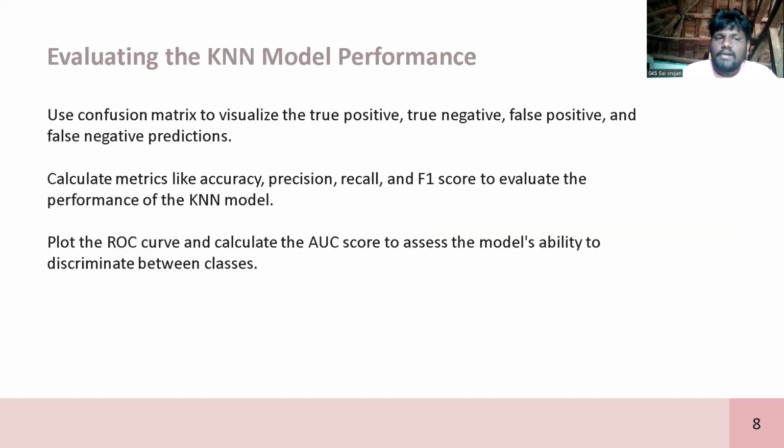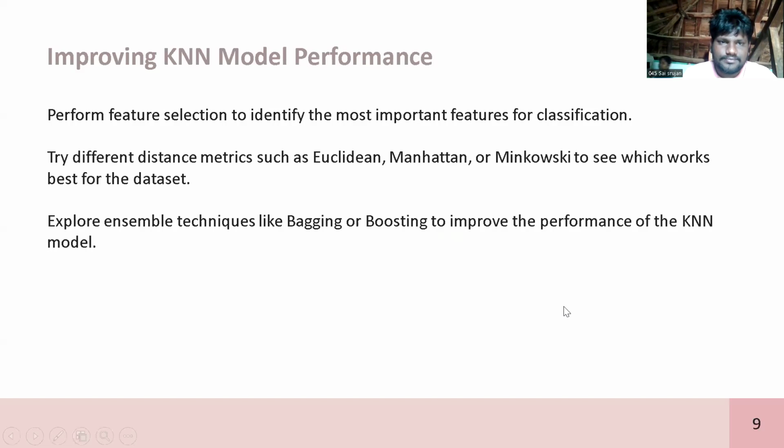So to evaluate the performance of the model, we are using the accuracy, precision, and recall. These are the things to evaluate the model, and plot the ROC curve. Let's calculate the AUC score to assess the model's ability to discriminate between classes. And how to improve the model performance, improving the KNN model performance: perform feature selection to identify the most important features for the classification.